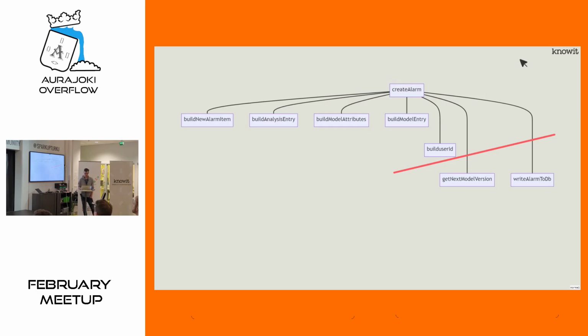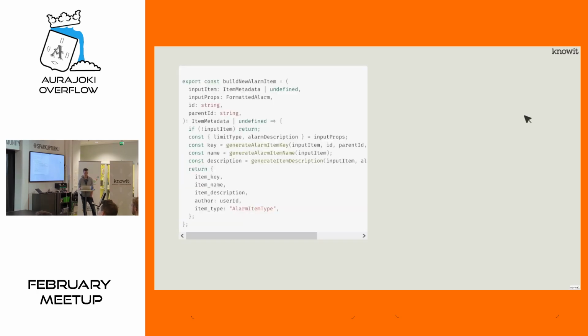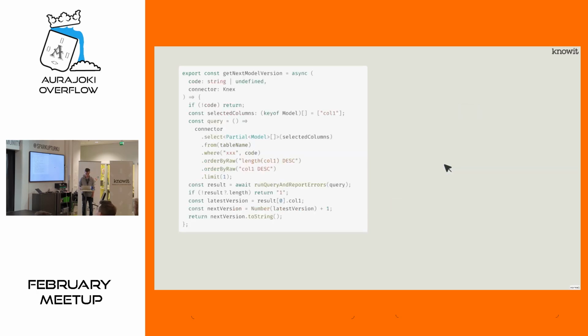So all in all, pretty straightforward in a way. We might go one level lower and look at one of these 4 functions. Here I have build new alarm item, which seems to be conforming to this kind of structure. You see there's the actual function. It calls 3 generation functions, generating alarm item key, alarm item name, and then also deals with some low-level language features.